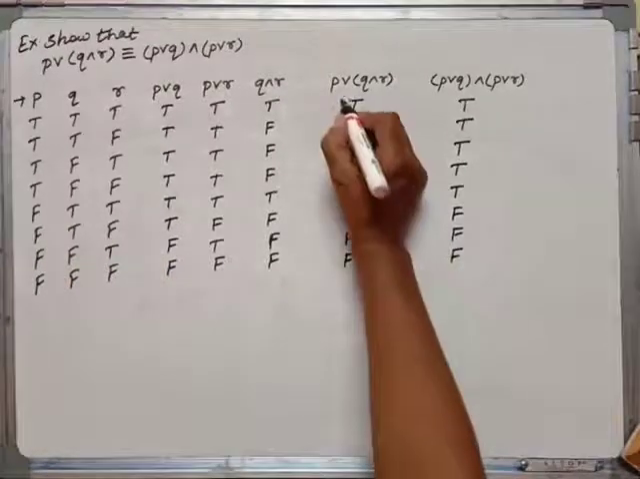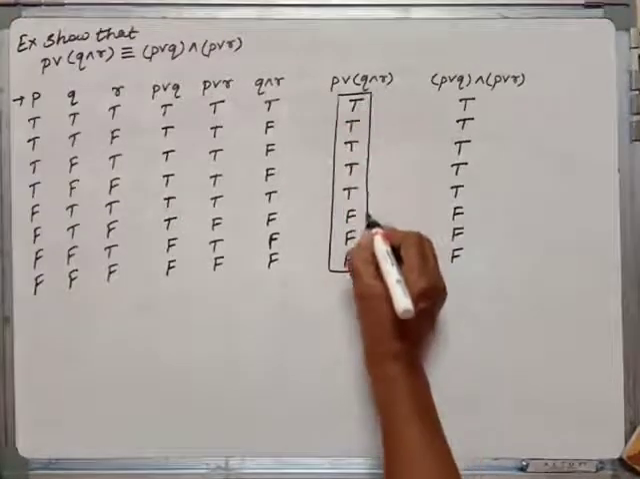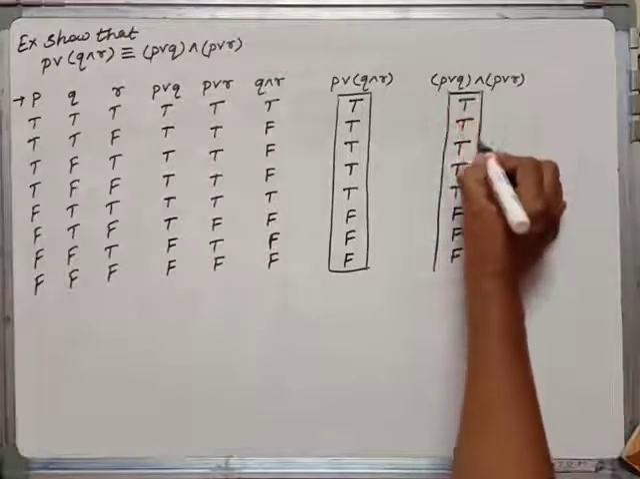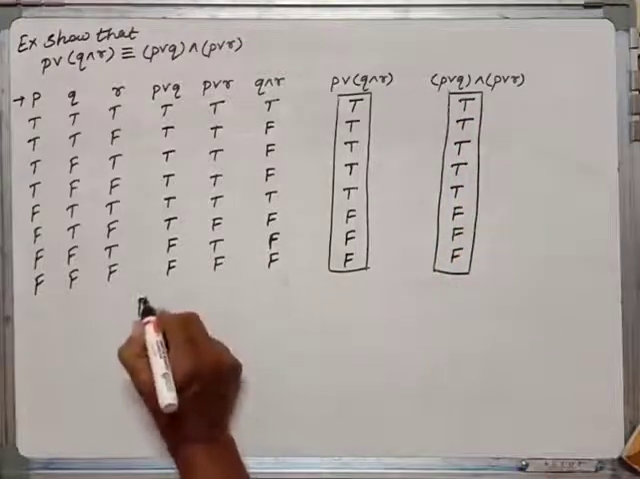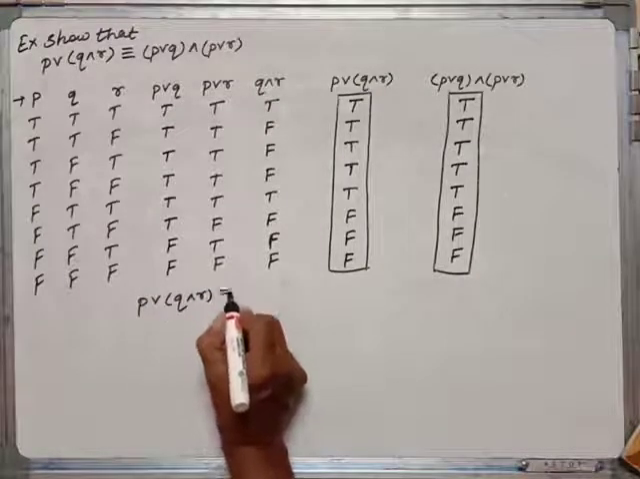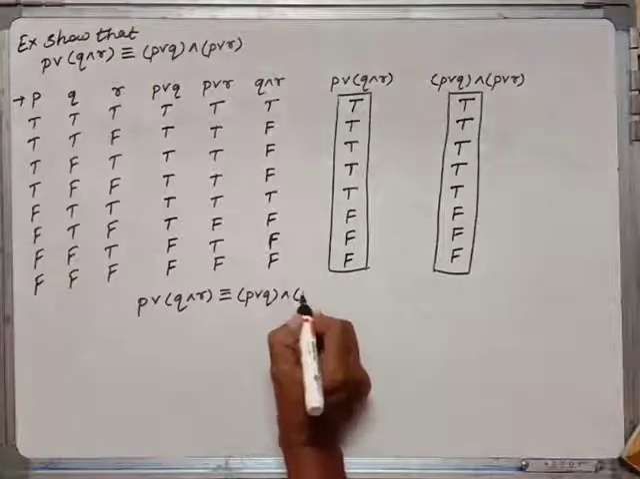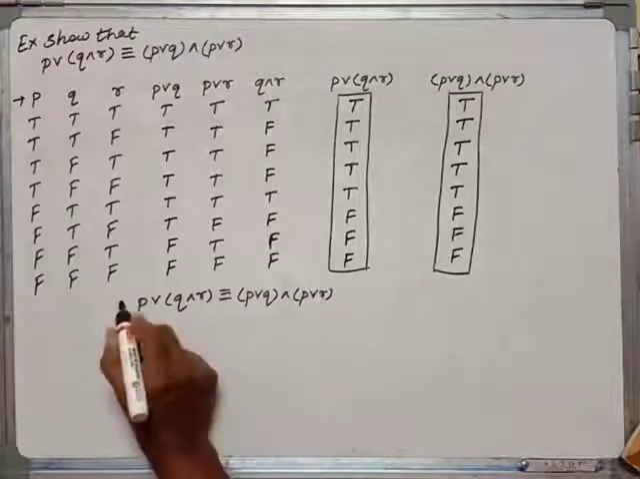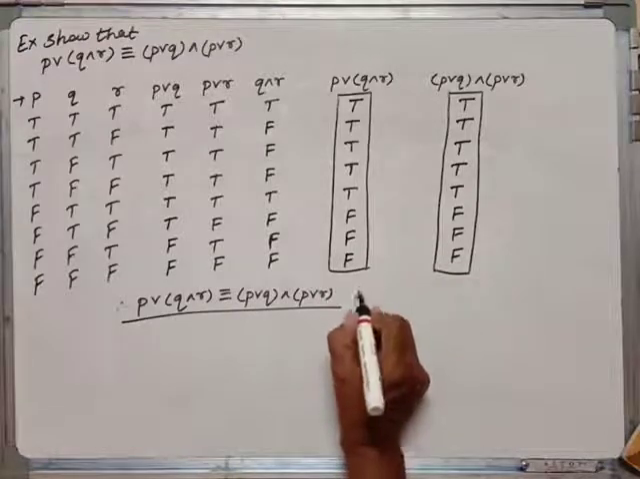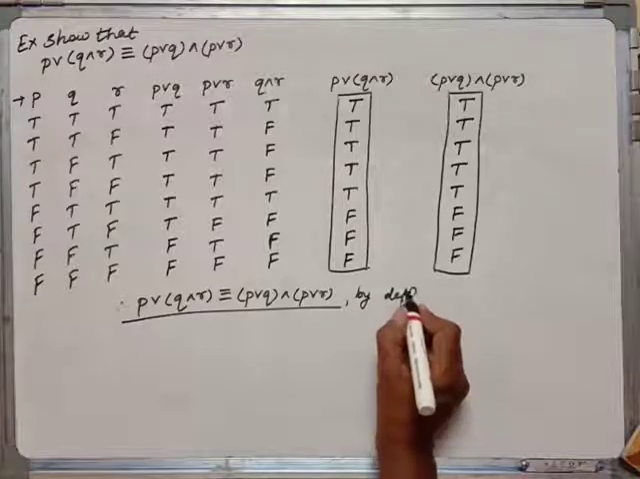So now look at it carefully. These two columns are exactly the same. So I can say P or (Q and R) is exactly equivalent to (P or Q) and (P or R), as these two columns are identical, or by definition we can say, by definition. Okay.